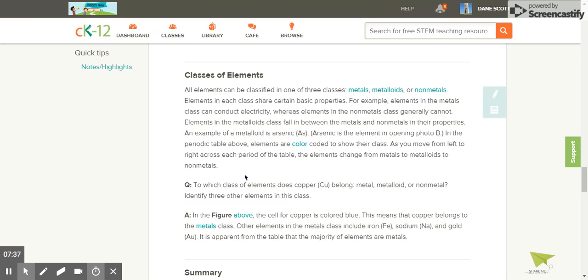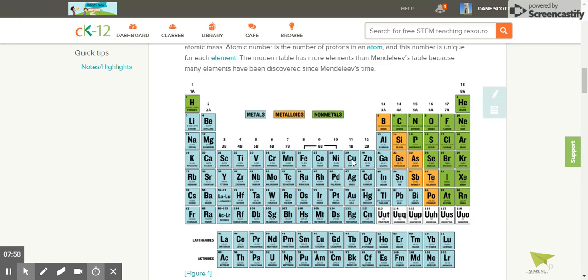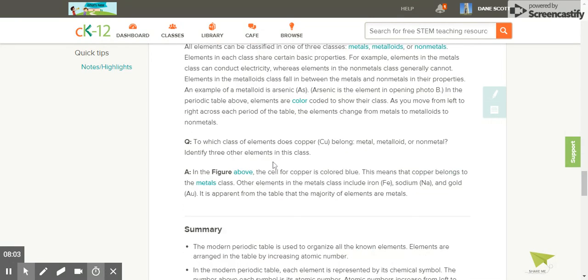Question. To which class of elements does copper belong? Metal, metalloid, or nonmetal? Identify 3 other elements in this class. Consult your periodic table to do that. The answer: in the periodic table, or the figure above, the cell for copper is colored blue. This means that copper belongs to the metals class. Other elements in the metal class include iron, sodium, and gold. It is apparent from the table that the majority of elements are metals.